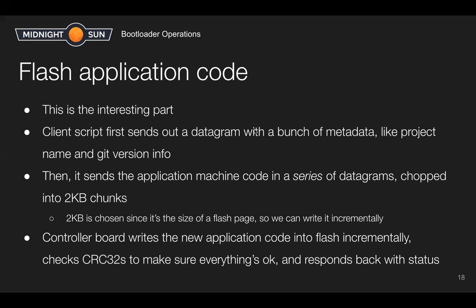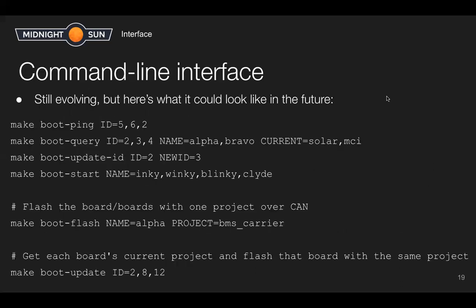All right. The last little slide I have here is an example of how the command line interface could look. This isn't finalized yet. There's been very little work done on this high level of the Bootloader project, but these are ideas of how it could look in the future, and you can help with implementing this. So we could ping boards with IDs 5, 6, and 2.